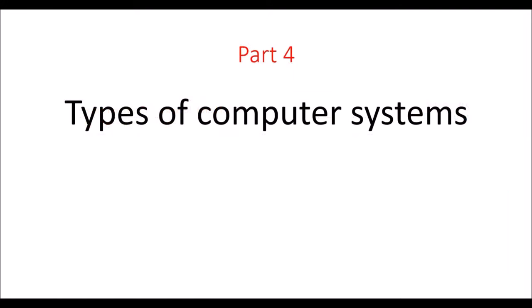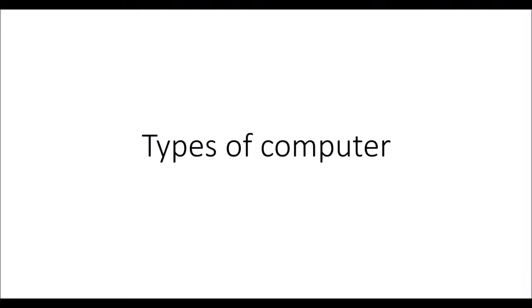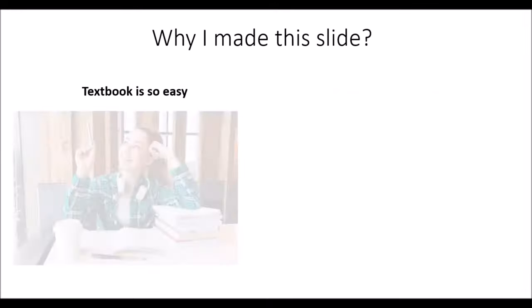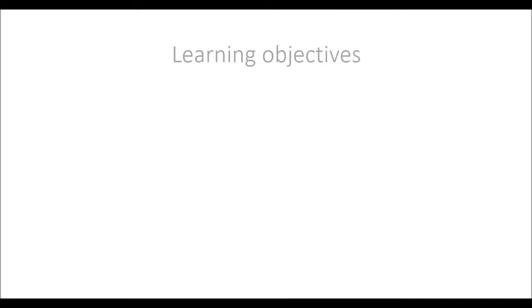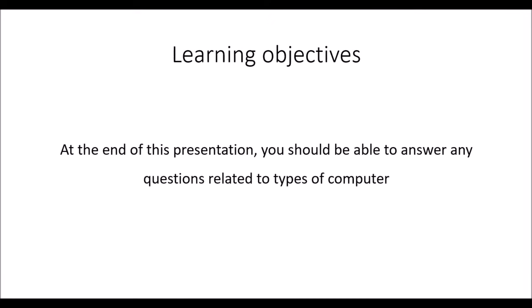All right. Now let's quickly look at part 4 of this video. Now here we'll be talking about types of computer system. Basically, the learning objective here, as I always tell you, if you study chapter 1 and you are unable to answer any questions related to chapter 1, then before you go to chapter 2, try to study it back. Try to look at it back.